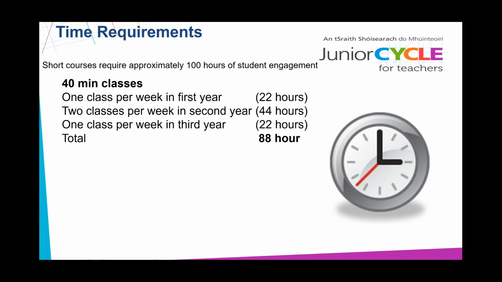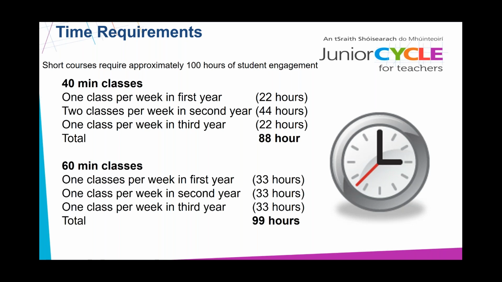Obviously, you could do two classes a week in first, one in second and one in third, or indeed two in second and two in third year. It's up to you how you actually organise it in that respect. But the minimum timetabled requirement would be 88 hours, and it would be expected that you would make up the additional 12 hours in terms of work that the students would be doing outside of their timetabled hours in relation to CSPE. So for instance, if and when they took an action in relation to a human rights issue that concerned them, then that would account for some of that 12 hours of time, whatever shape that action might take.